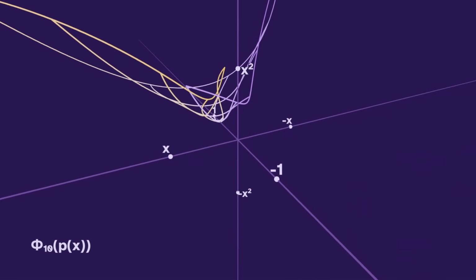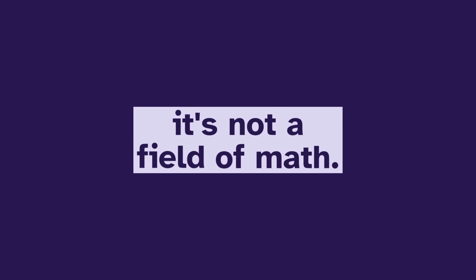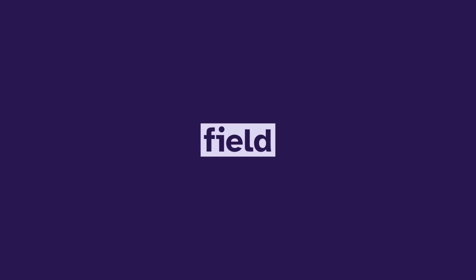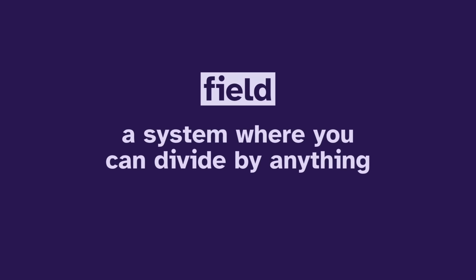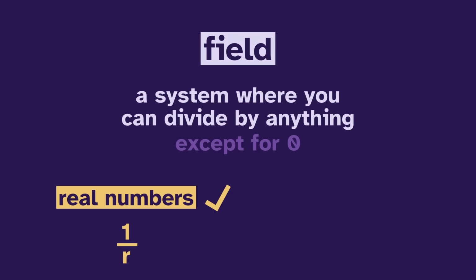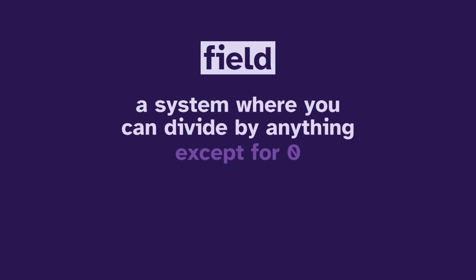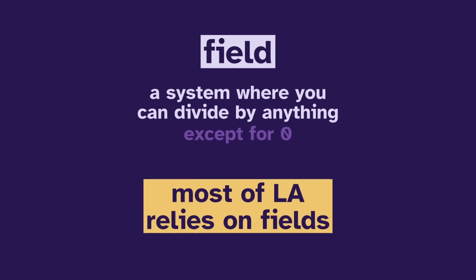So why isn't this 3D system a more popular field of math? Well, because it's not a field of math. A field is a system where you can divide by anything, except for 0. So the real numbers are a field. We can divide by any non-zero real. But the integers are not, since 1 divided by 2 is not an integer. Fields are really important, especially for vectors and matrices. Most of linear algebra relies on fields.